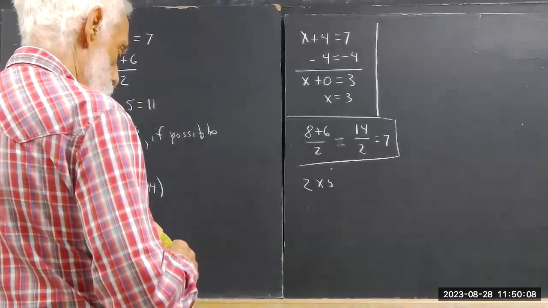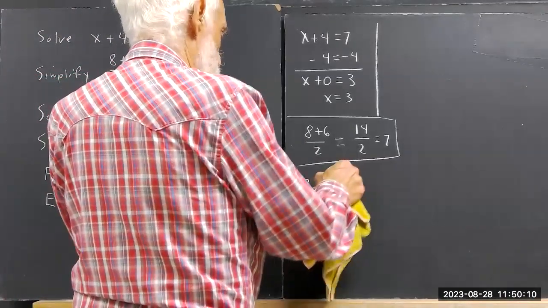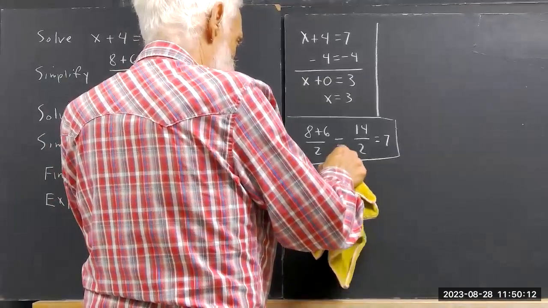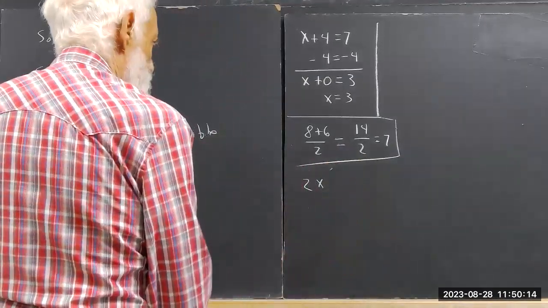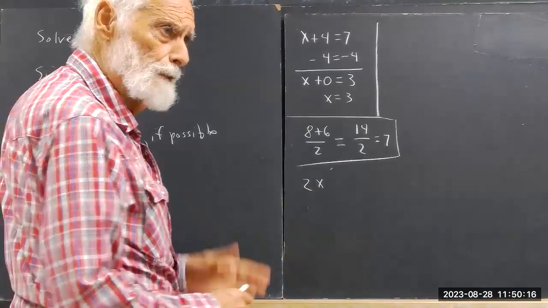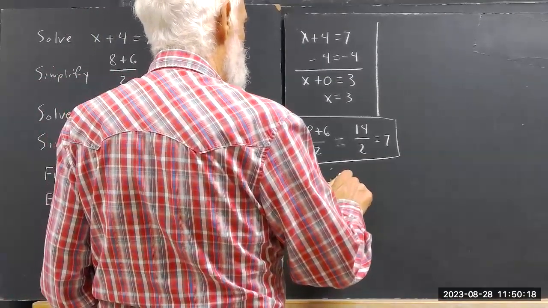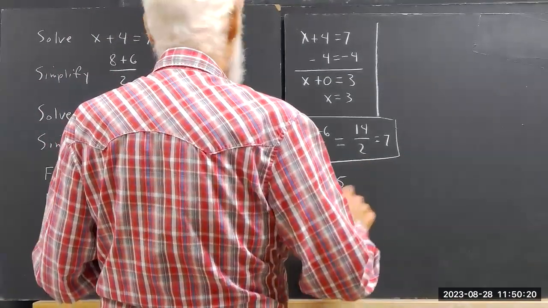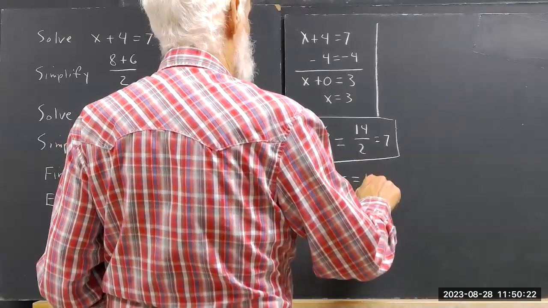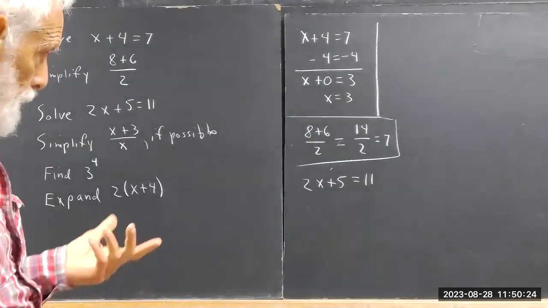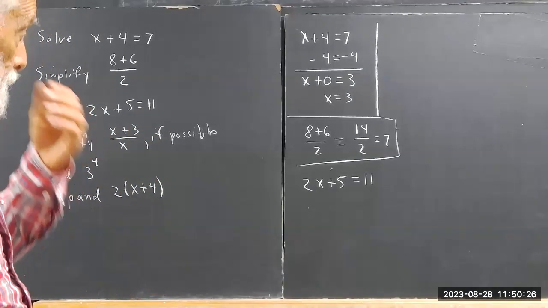Really good about skipping symbols. I say 5, I want to write down. Okay, 2x plus 5, just put down and get carried, equals 11. What are we going to do here?